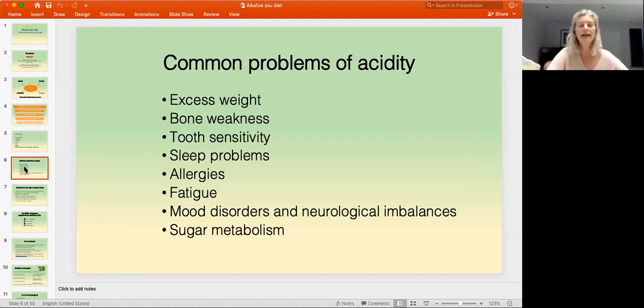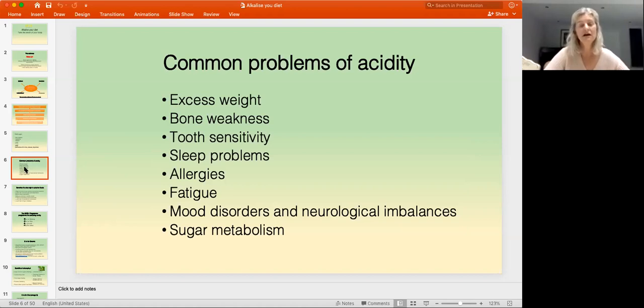The body will cling on to fat cells to protect itself. So you might actually be dieting, but you might be on a very acidic diet. And you often hear people say, well, I lost weight the first week, but now I can't shift the weight. Well, that could potentially be the reason why. You're having a lot of excess acidic foods and the body is clinging onto that fat.